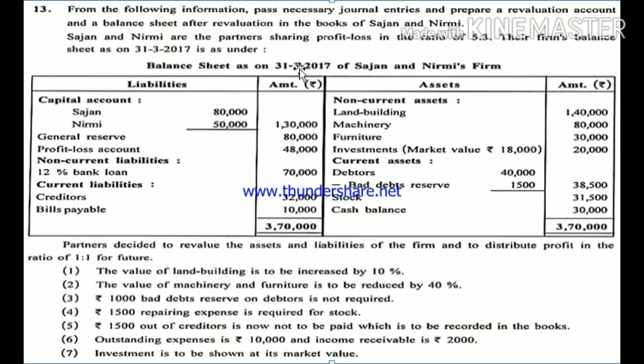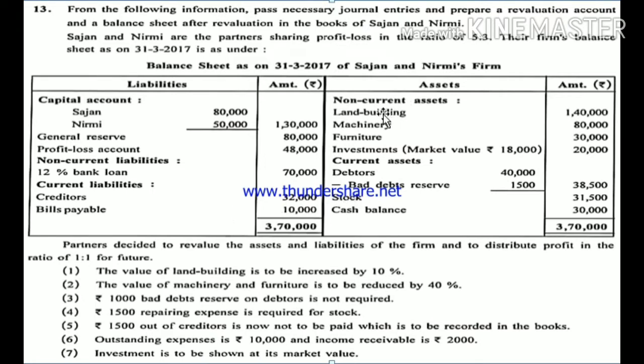Their balance sheet is given to you. Capital account, that is Sajan and Nirmi, 80,000 and 50,000, total 1,30,000. General reserve and P&L account. Now general reserve is a reserve fund and P&L account is an accumulated profit. Both are to be distributed amongst the partners in their old profit sharing ratio, that is 5:3. Now non-current liabilities, 12% bank loan, that is 70,000. Current liabilities, in which creditors, that is 32,000. Bills payable, that is 10,000.